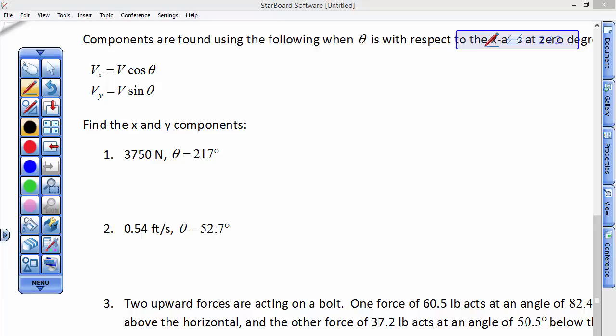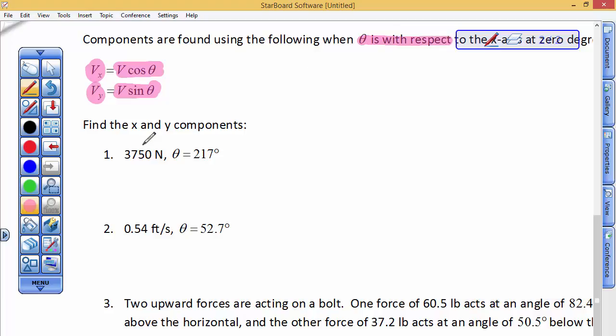Okay, to finish up components of vectors, what I'd like to summarize with is that the x component can always be found by taking the magnitude of the vector times the cosine of the angle, as long as theta is with respect to the x-axis at 0 degrees. The y component can always be found by taking the magnitude of the vector times the sine of the angle, again, as long as theta is with respect to the x-axis.